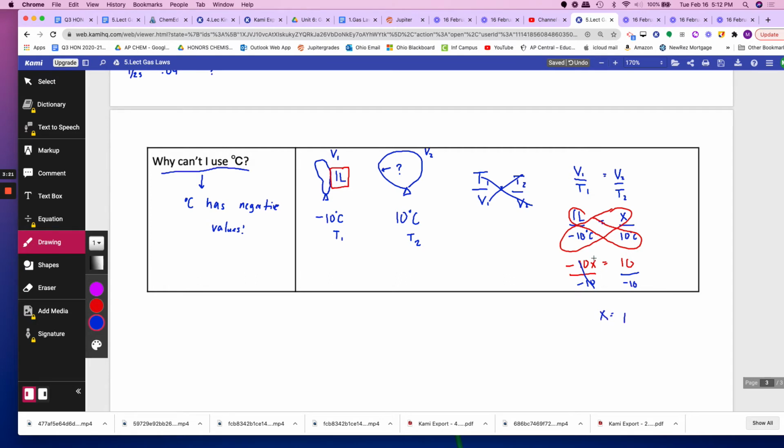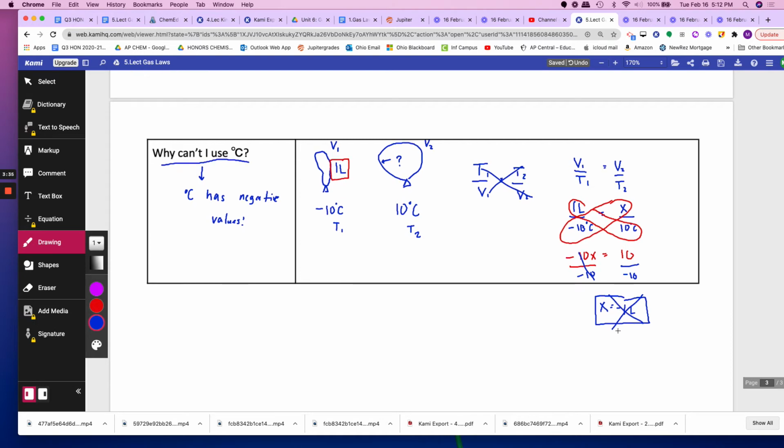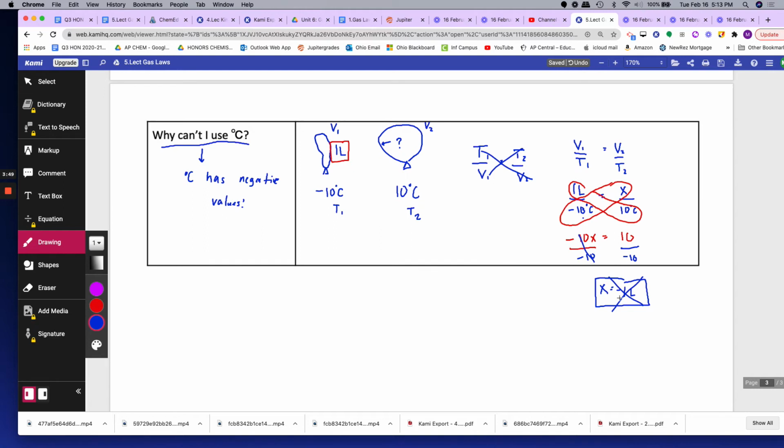X is equal to 1, and the unit here is liters. So this will be negative 1 liter. Negative 1 liter means it's smaller than 0 liters. You can't have negative liters. Which means you can't use negative values for degrees Celsius because it's not proportional. These two numbers, 10 and 10, the absolute numbers are pretty much the same. So you can't use that.